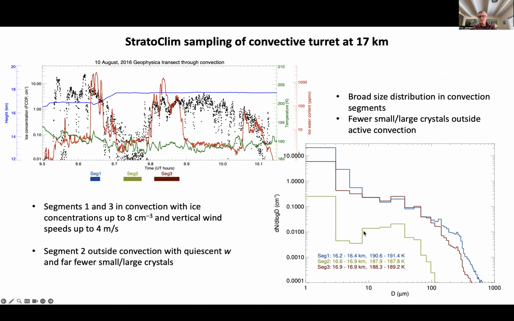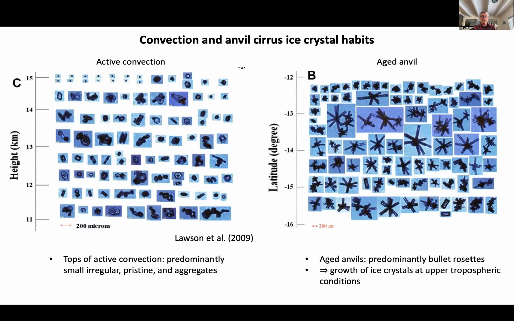Again, looking at the size distributions in these segments, you see the same contrast: broad size distributions in the convection with some large ice crystals and lots of small ice crystals, and then far fewer large or small ice crystals outside the convection. There's some issue in this smallest bin of NIXE-CAPS. I'm suspicious that it's polluted by aerosols, but Martina disagrees with me. But anyway, I think we get a consistent picture here from these measurements, and it will be interesting to see if the modeling studies are consistent with that.